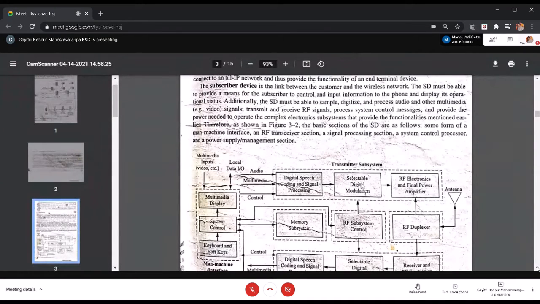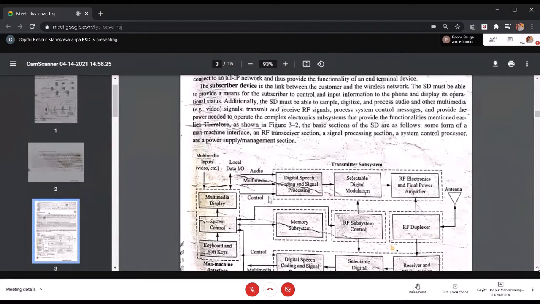Then obviously we use some digital modulation technique. By using modulation, we are going to transmit the signal. We amplify, final amplification, RF electronics, that is radio frequency, the frequency in which we are going to transmit the signal over the air interface, and we are going to amplify it. Okay, then we are transmitting the signal over the antenna. So this is the transmitter section of your mobile.